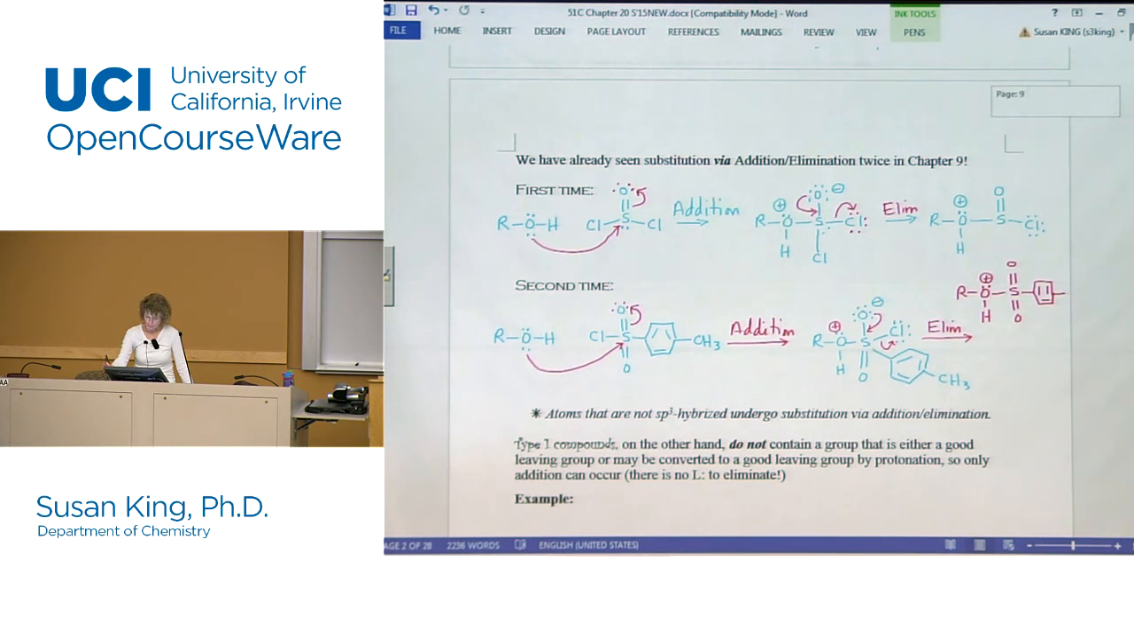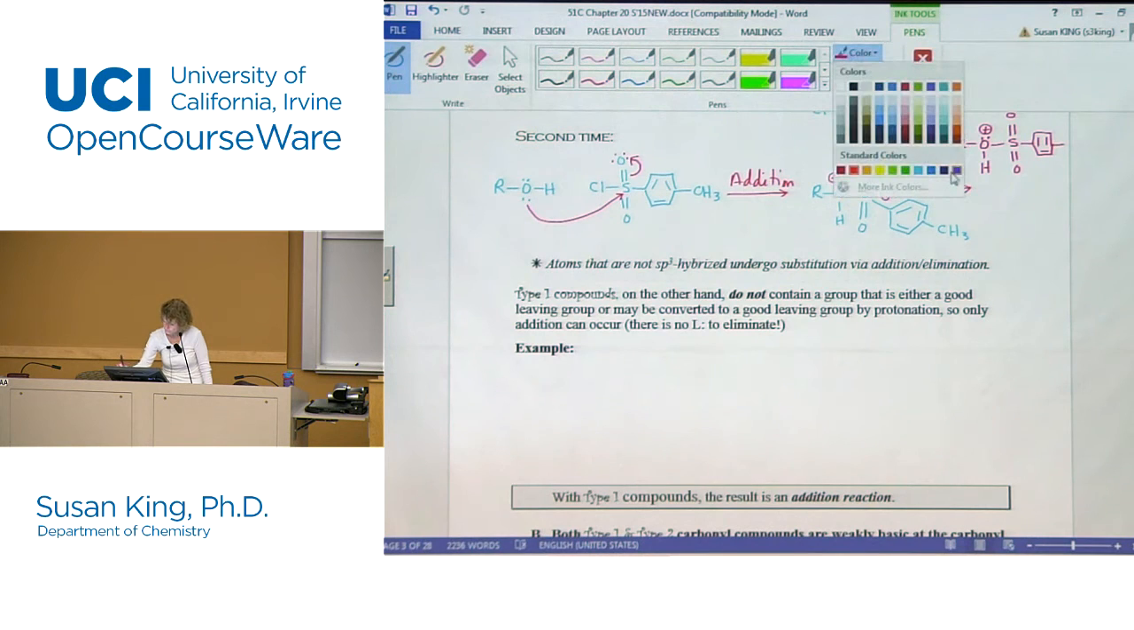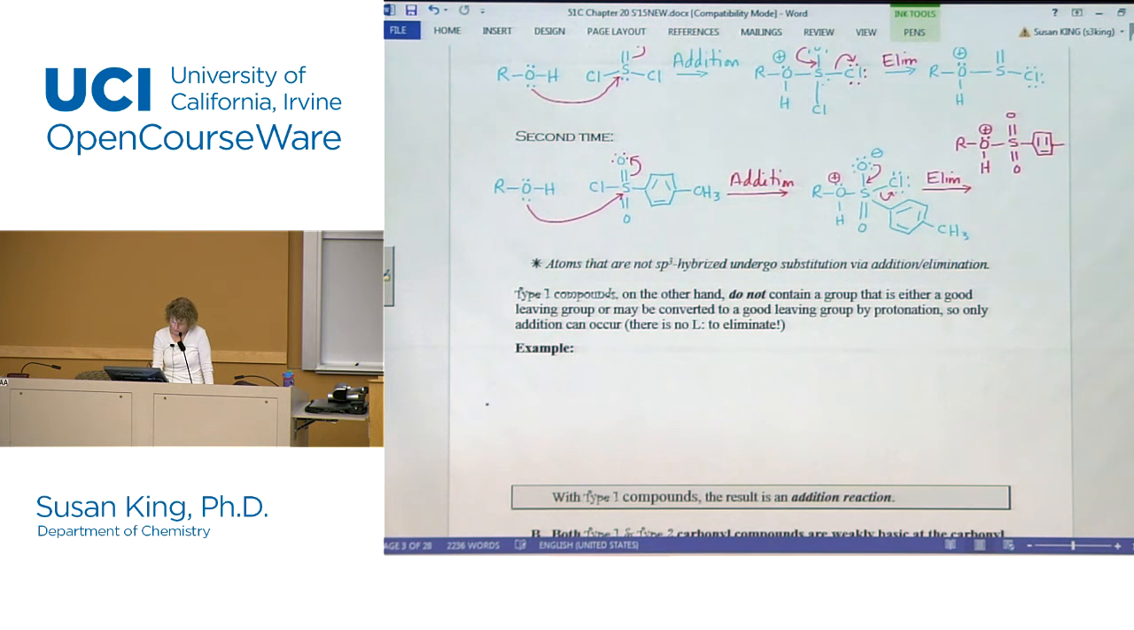All right, so we've already seen this before. It's a little simpler actually with carbonyl compounds. Type 1 compounds, on the other hand, do not contain a group that's either a good leaving group or may convert into a good leaving group by protonation, so only addition can occur. So here's an example of a reaction that we'll be talking about in this chapter, of what happens when you take, and this you'll recognize, lithium aluminum hydride from chapter 12.